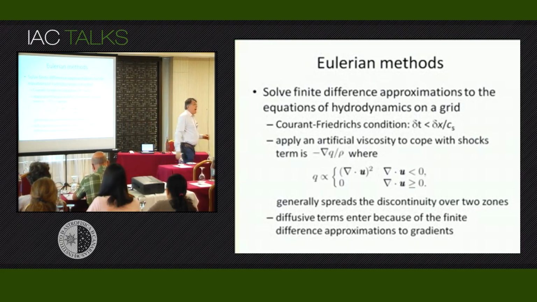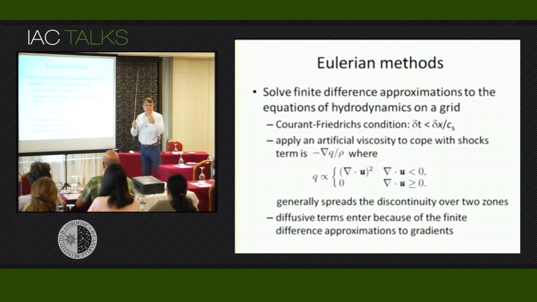So in the Eulerian method, you invoke a grid, and you solve the equations that we've just described. The various derivatives and things you have to approximate by finite differences on a grid, and you solve these equations numerically.